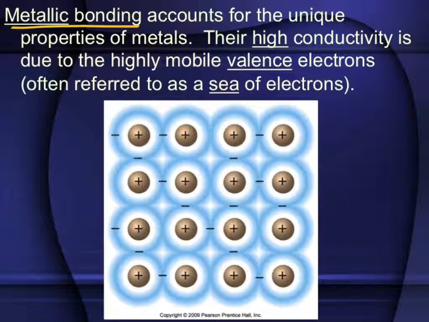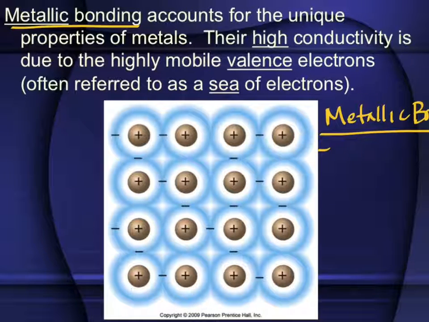So they have high conductivity. What does conductivity mean? They conduct electricity. So if these are highly conductive, then that means they're going to be good at conducting electricity. So metallic bonds, if you want to know some properties or what are the characteristics of metallic bonds, they have high conductivity.